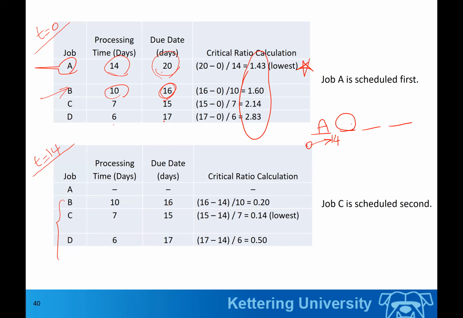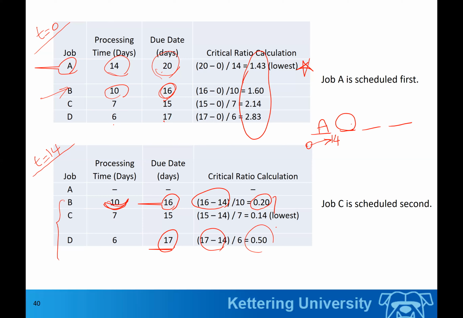The due date of job B is time 16, but I'm already at time 14. Do you agree that the available time is 2 days? 2 divided by the required time, which is 10. So the critical ratio will be 0.20. I will follow the same concept for C and D. For example, for D, the due date is 17, but I'm already at time 14. So available time till due date is 3 days, divided by total required time is, for example, 0.5.